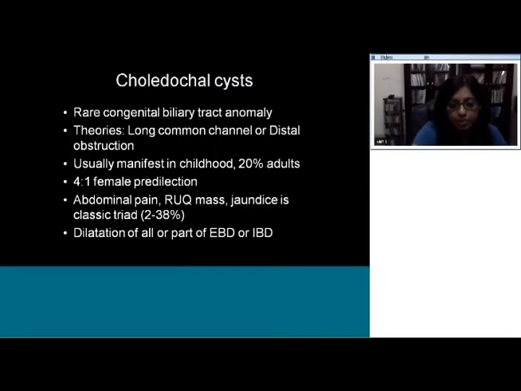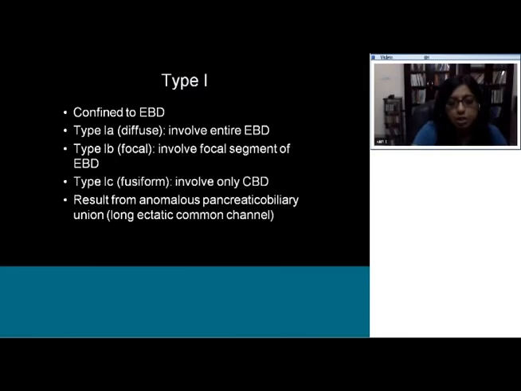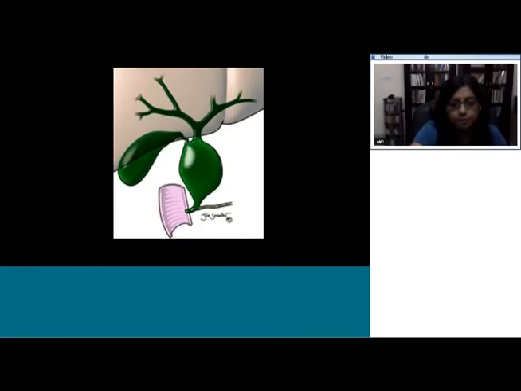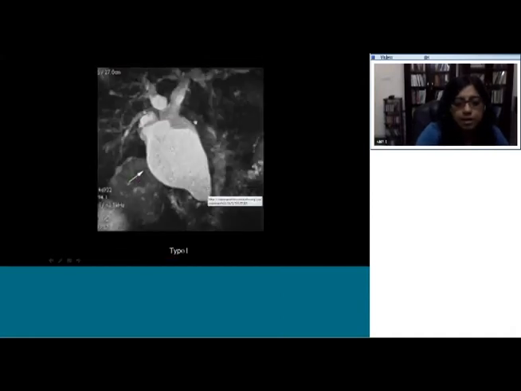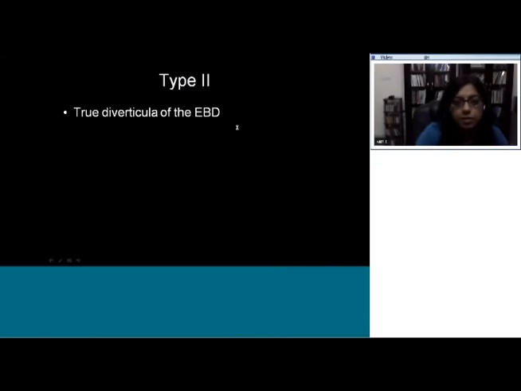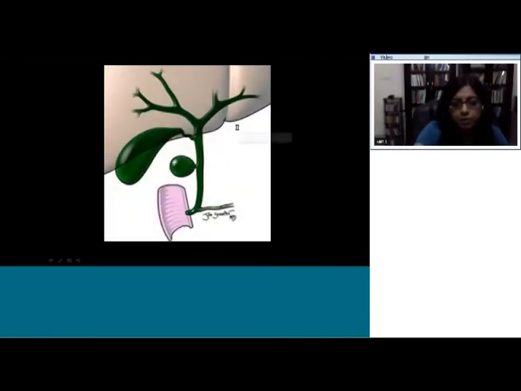There are various classifications. There are several types of choledochal cysts. Type 1 is confined to the extrahepatic bile duct, in which you can have several subtypes. And this, again, results from a long ectatic common channel. This is the picture of it, where you have this. And this is an example of it. Type 2 is a diverticulum of the extrahepatic bile duct, seen here. And that's the picture here on ERCP.